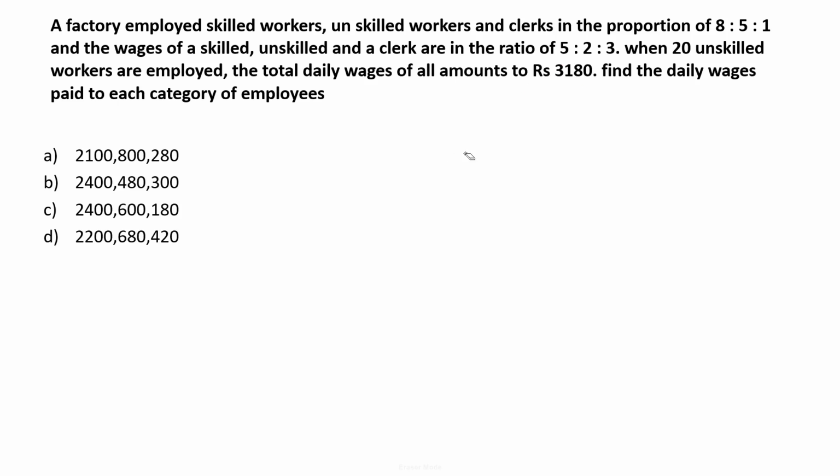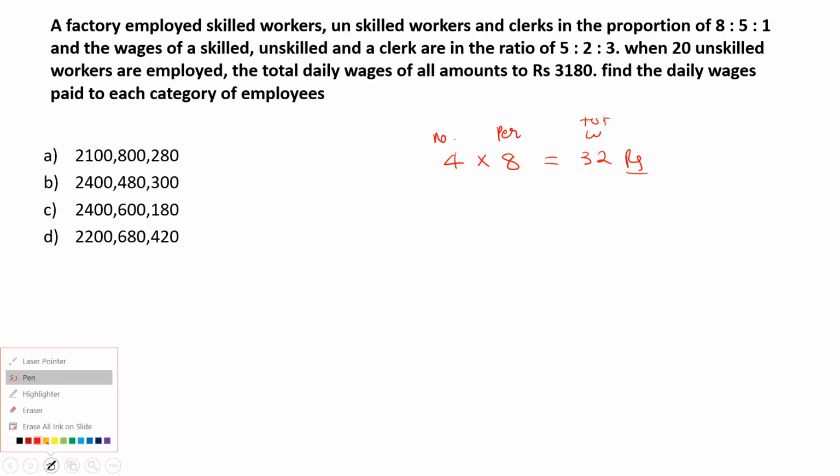Let us assume there are four persons working in an office and the per head wage is 8 rupees. If we take the number of employees as 4 and the per head wage or expense as 8 rupees, then the total wage paid by that employer is nothing but 4 times 8, that is 32 rupees. We are going to solve this question in the same manner.